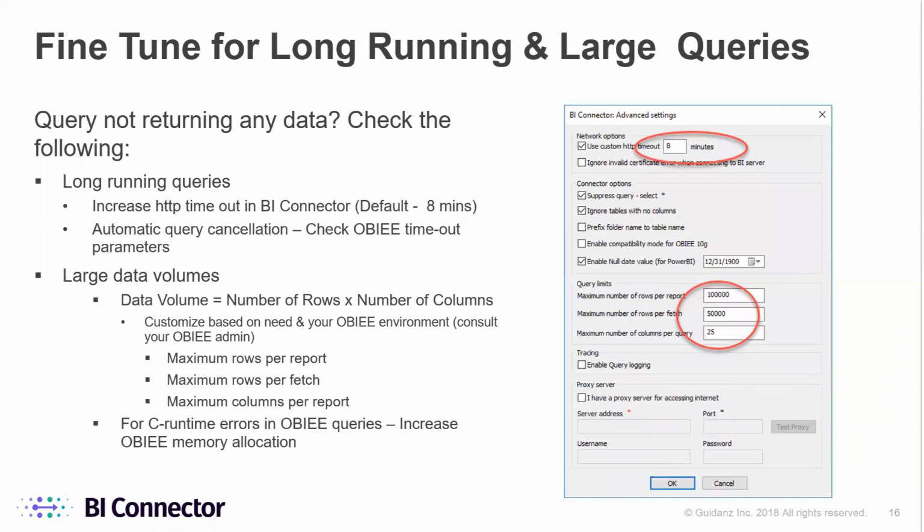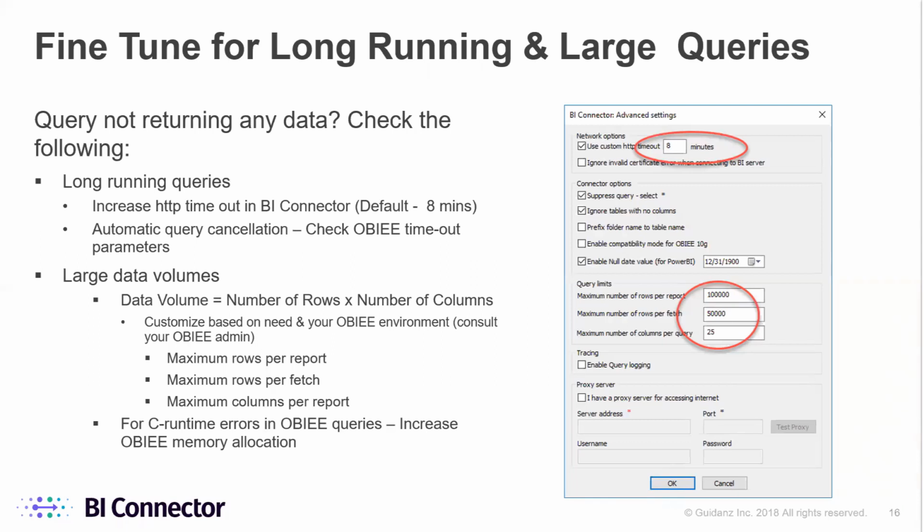If you're running a query which is supposed to return, say, 200,000 rows, but your maximum number of rows per report in the BI connector configuration is 100,000, then BI connector will stop after 100,000. This parameter is available to limit the impact on OBIE. So you have to modify or customize it based on your requirement.